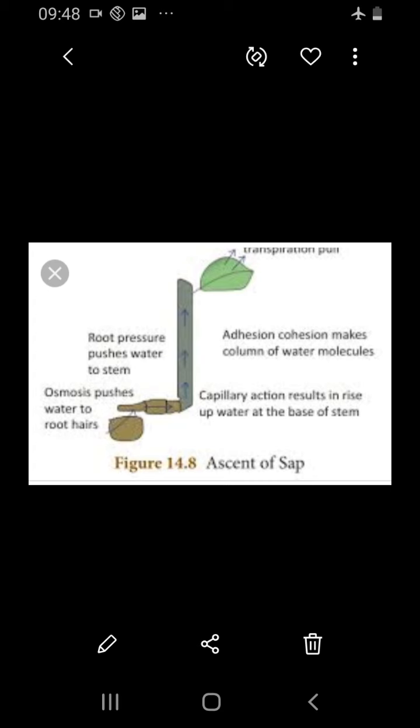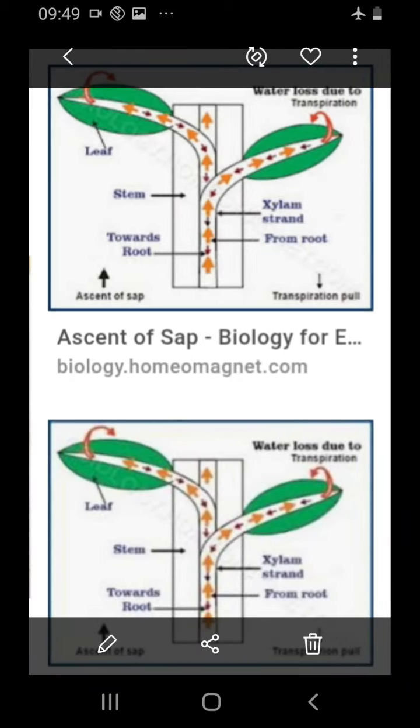It is done by the following phenomena: root pressure, capillary action, adhesion and cohesion of the water molecules, and also the transpiration pull. What is root pressure? We have already seen root pressure. This is done by osmosis, that is, from higher concentration it moves to lower concentration. Next, capillary action: water or any liquid rises in a capillary tube because of physical forces, and this phenomenon is called capillary action.